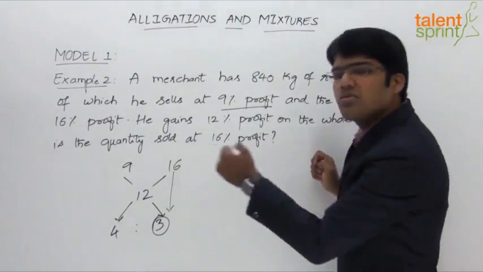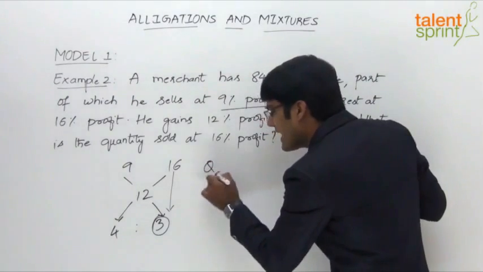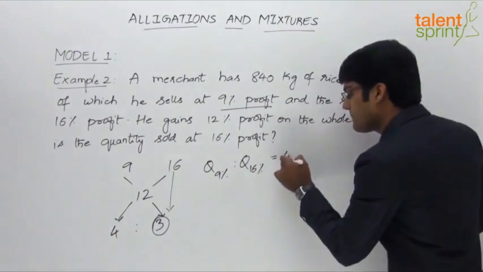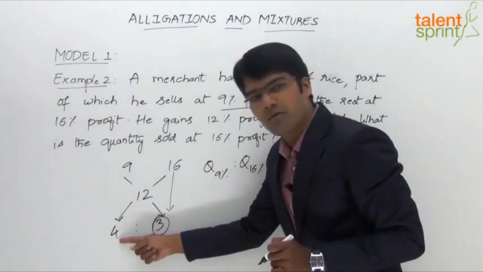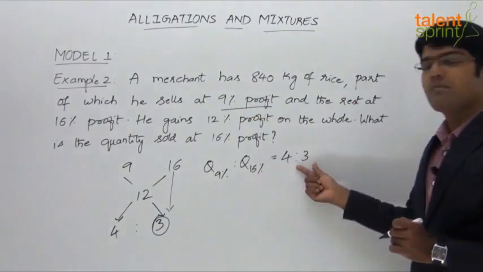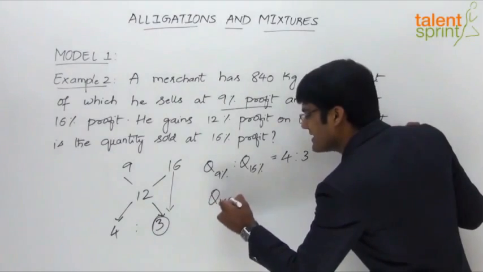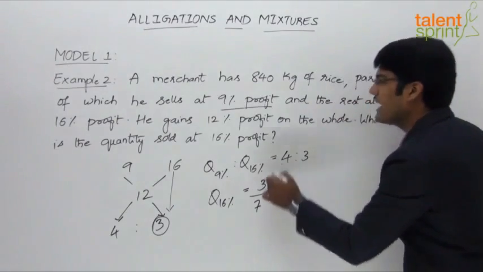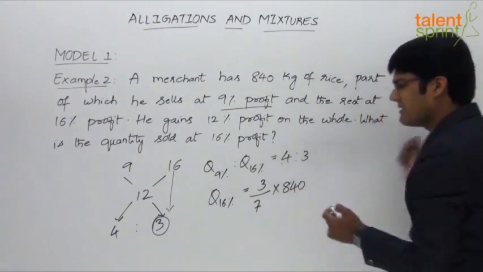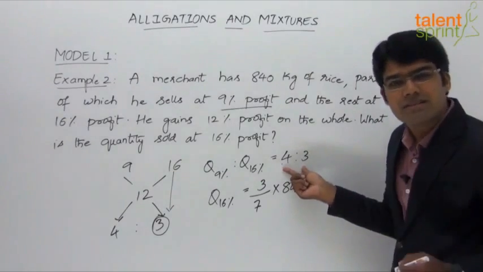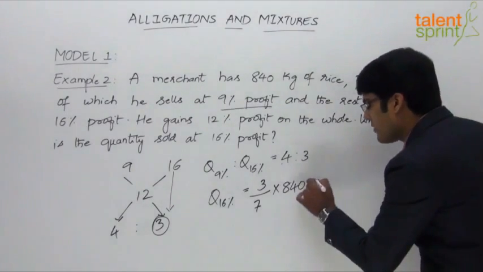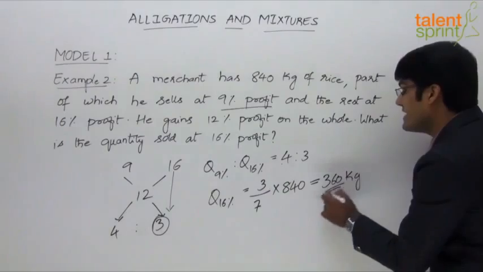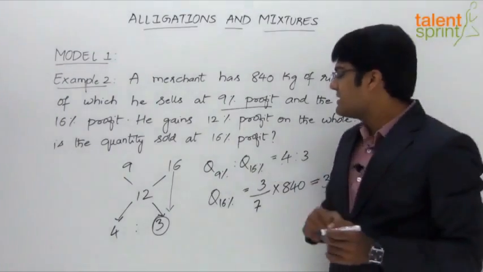So we can say Q1 is to Q2, or the quantity sold at 9% profit is to quantity sold at 16% profit equals 4:3. Yes or no? This is at 9% profit, 4 parts, and 16% profit is 3 parts. Now, the quantity which has been sold at 16% profit will be equal to 3 parts out of total 4 plus 3, 7, multiplied by the total quantity which is 840 kgs. This is the basics of ratio and proportions which you have discussed in the topic. So 3 by 7 into 840. 7 goes 120 times, into 3 gives you 360. So we can say 360 kg of rice was sold at 16% profit.